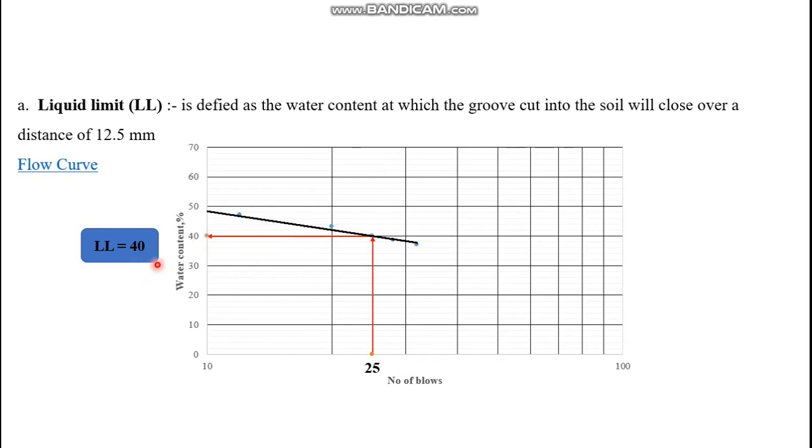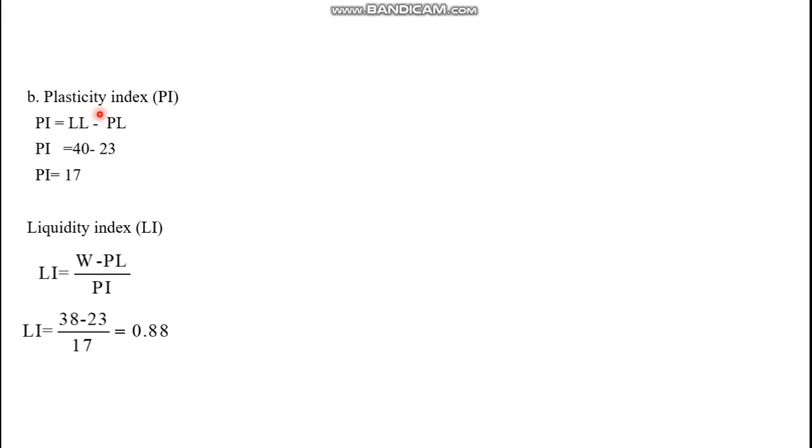So the liquid limit is about 40, and this curve is known as the flow curve. Once we determine the liquid limit, we can determine the liquidity index and plasticity index. The plasticity index is the range of water content in which the soil behaves as a plastic material. So the liquid limit minus the plastic limit gives the plasticity index. The plasticity index will be 40 minus 23, which is 17. So this value of 17 represents that the soil is moderately plastic. It's not highly plastic, it's moderately plastic soil.